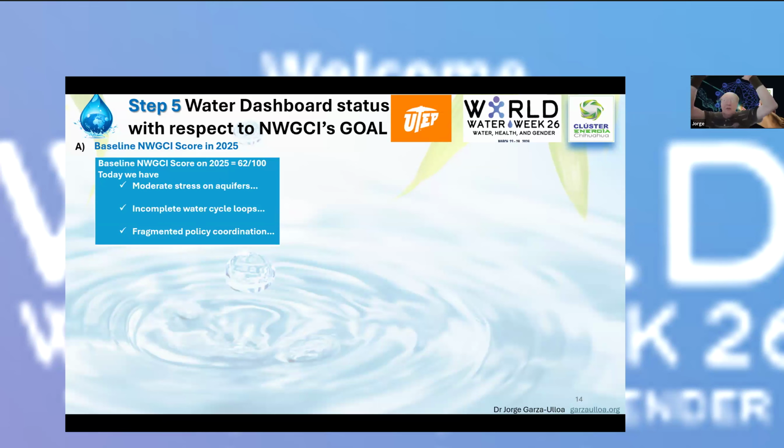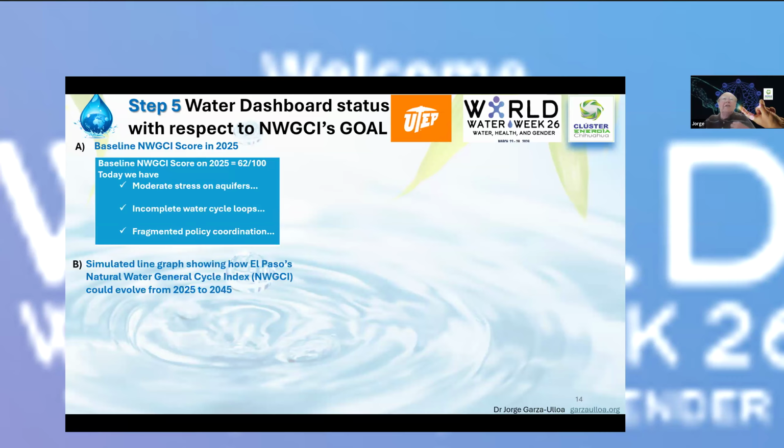We have incomplete water cycle loops. The evaporation is going to our sky, then the air takes it away to another region, and the rain is not coming back right here. We have fragmented policy coordination. Everybody is doing whatever they want, but we don't have a global, we don't have a municipal, we don't have a political plan.